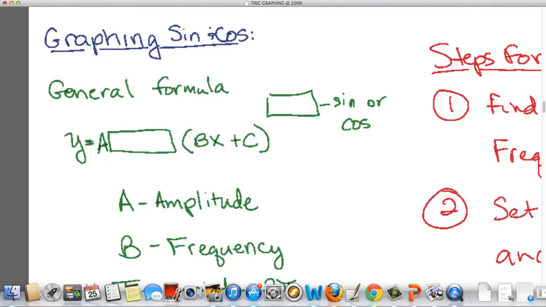Today we're going to be discussing graphing sine and cosine. Alright, so the general formula for this type of graph is going to be this format here, in which you have A, and then in the box here we're going to have either a sine or a cosine. It doesn't matter which one, these rules still are the same. The only thing that's different is the basic pattern of the graph. And then the bx plus c.